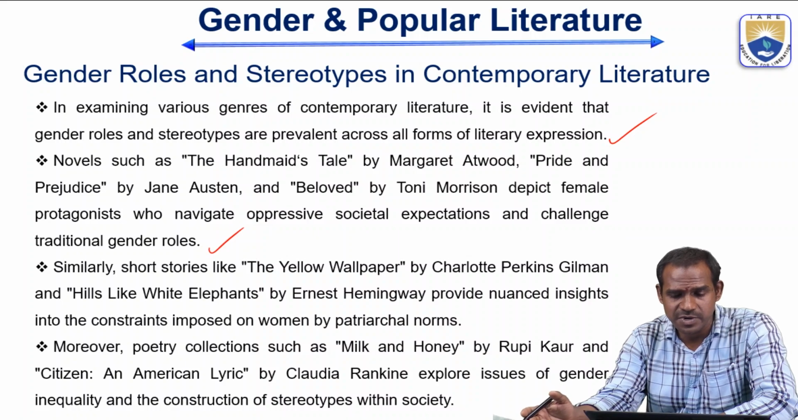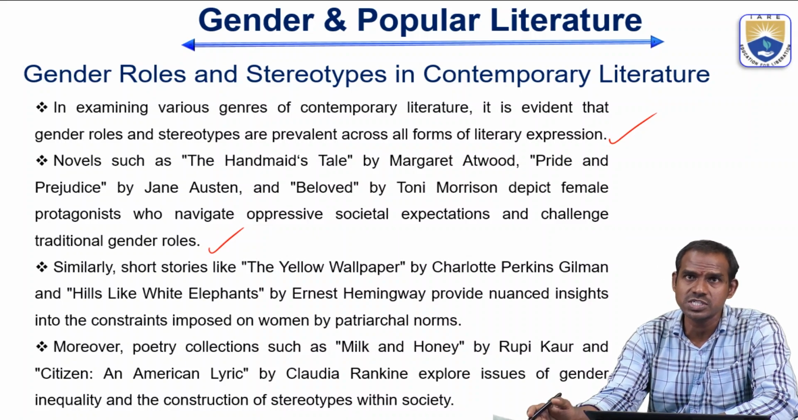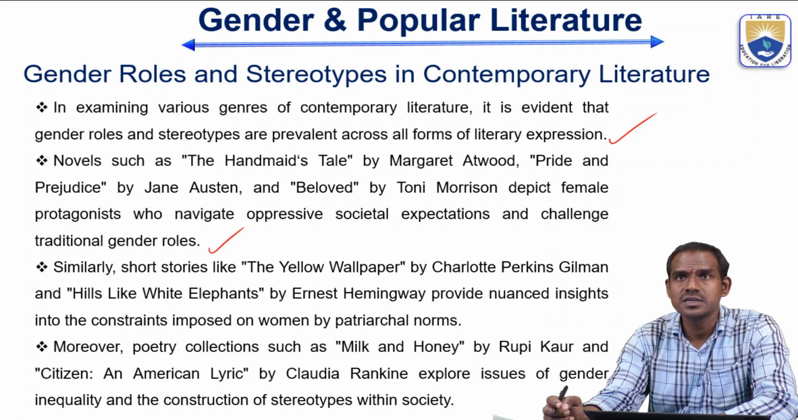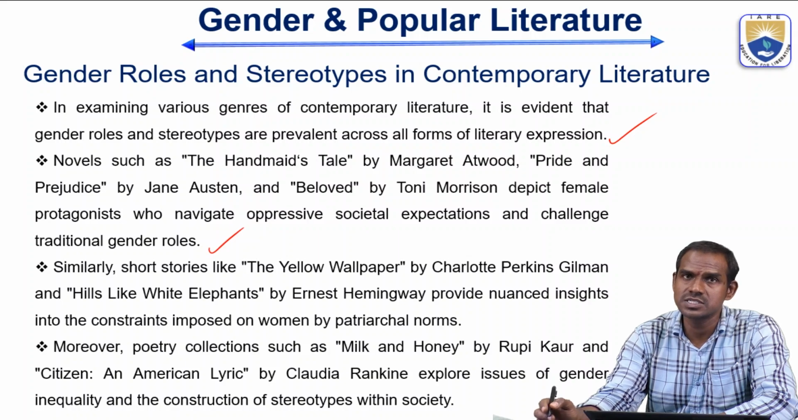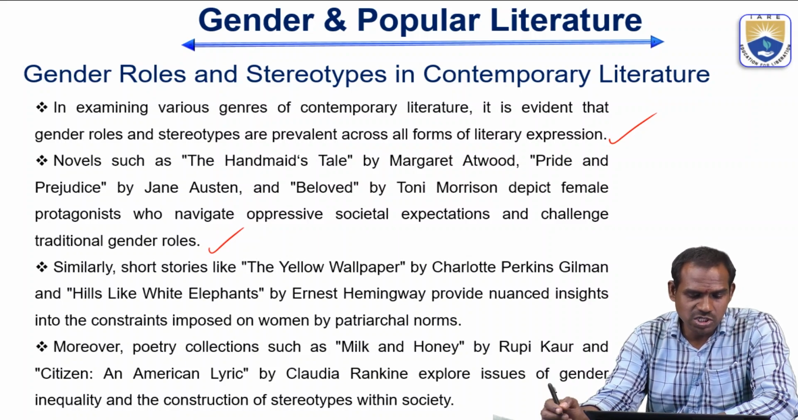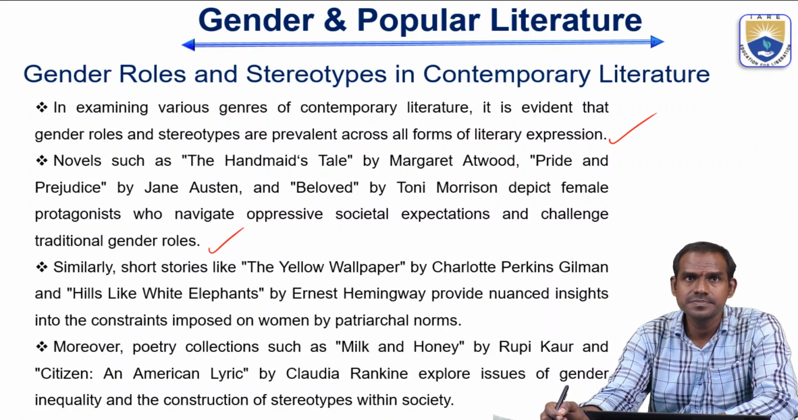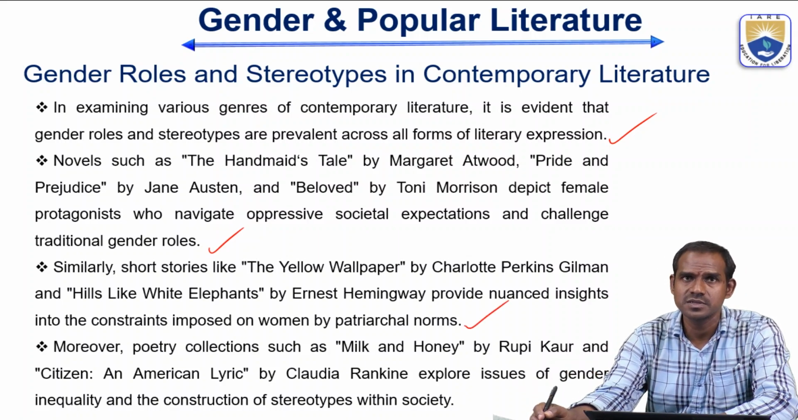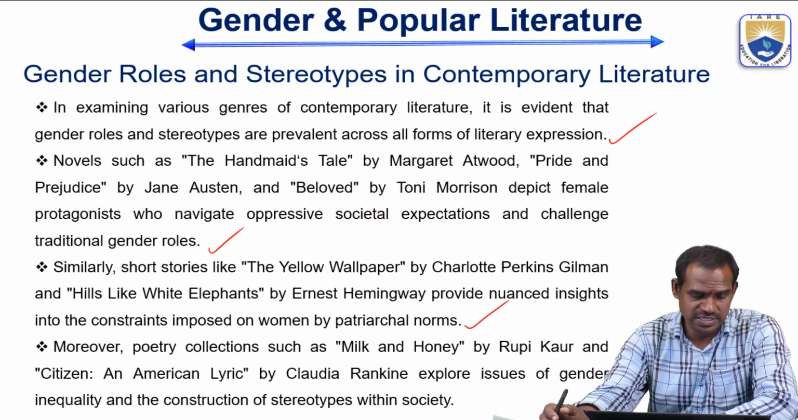So, The Handmaid's Tale by Margaret Atwood, Pride and Prejudice by Jane Austen, and Beloved by Toni Morrison. In all these novels, the female character challenges the traditional gender norms. Similarly, short stories like The Yellow Wallpaper by Charlotte Perkins Gilman and Hills Like White Elephants by Ernest Hemingway provide nuanced insights into the constraints imposed on women by patriarchal norms. Means this is also to challenge the traditional gender norms. But here short stories and previously novels.